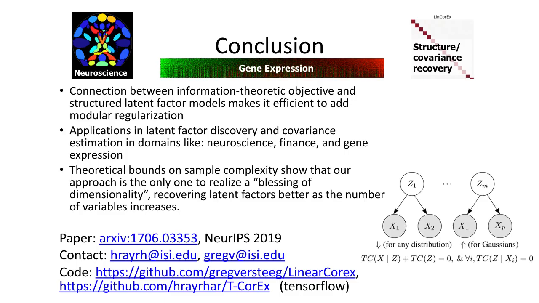Please have a look at our paper for all the details. We derive the information theoretic objective that encourages modular latent factor structure, and we show applications in a number of domains, including neuroscience, finance, and gene expression. And finally, we also include theoretical bounds and sample complexity.